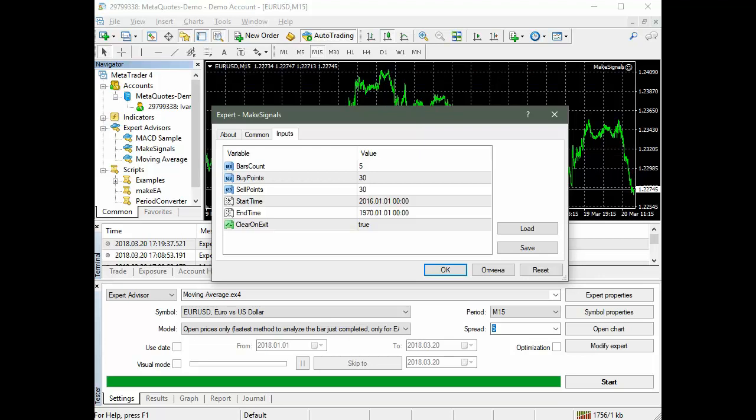Bars count, the number of bars in which the price fluctuations will be searched, equal to 5 bars. Buy points, the number of points of price fluctuation when it moves up, equal to 30 points. Sell points, the number of points of price fluctuation when it moves down, equal to 30 points. The period where the signals are set is from January 1st, 2016 to January 1st, 2018.